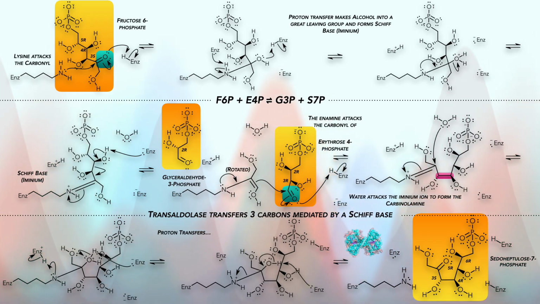Compare the two carbon transfer enzymes. Transketolase transfers 2 carbons using THDP, and transaldolase transfers 3 carbons using a lysine Schiff base.